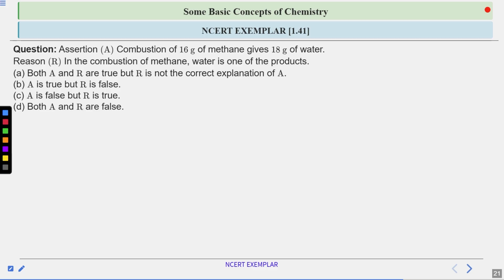So 25 degrees Celsius is the NTP condition, normal temperature and pressure. Two things are being given here. First is 16 gram of methane gives 18 gram of water, and second is the reason in which it is given, combustion of methane produces water as the product. So A is false but R is true. Now to answer this question, you must know the combustion of methane. What is the equation for combustion of methane?